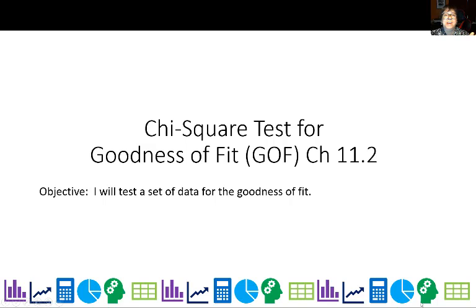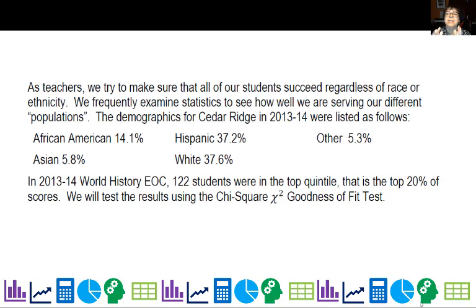I think this next test is a very interesting test because we get to compare what we see with what we expected. And this can come into play a lot when you look at discrimination or representation. And we'll start with this example. So, first of all, as a teacher, we try to make sure all our students succeed regardless of race or ethnicity. We want everyone to do well, all right? Sometimes it doesn't feel like that, I know, but really, we do.